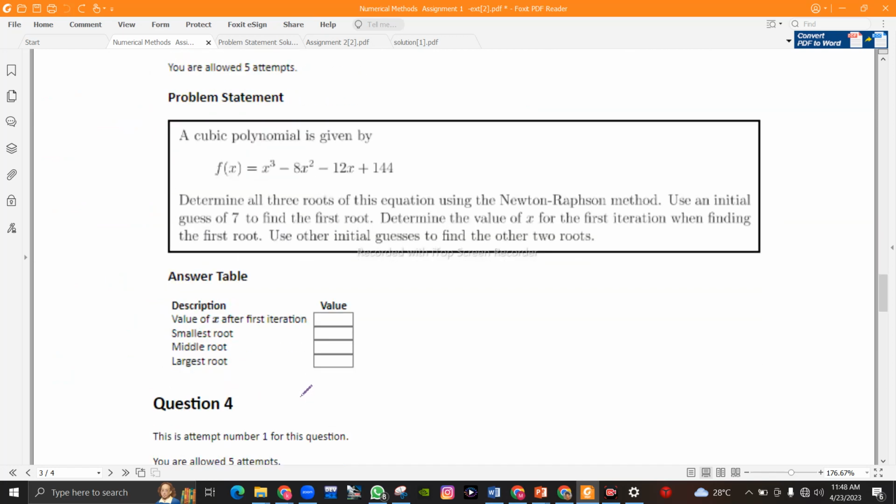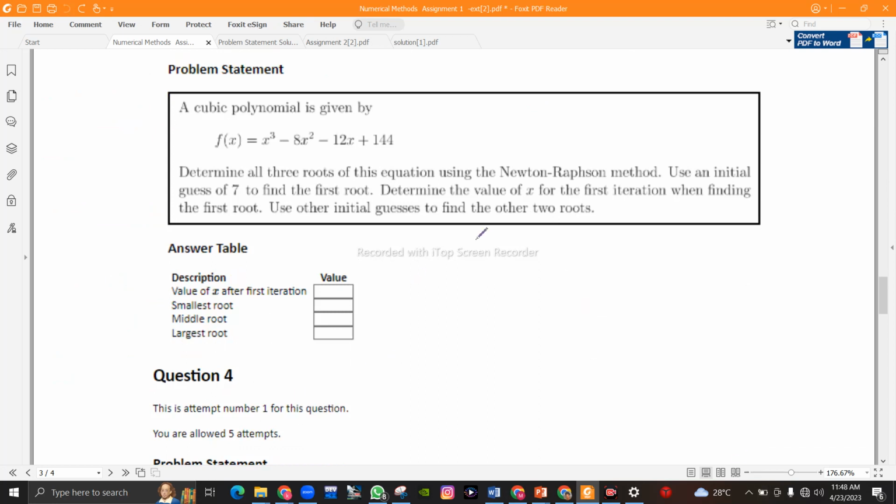This is a cubic polynomial. We are given f of x to be equal to this. We are asked to determine all three roots. A cubic equation must have three roots. All three roots using the Newton-Raphson method. And our initial guess is 7. Find the first root. Use the initial guess of 7 to find the first root. We are told to apply the Newton-Raphson method, and we are given initial guess 7 to find the first root.